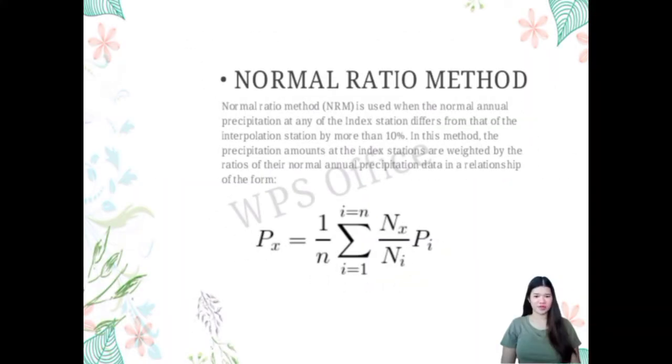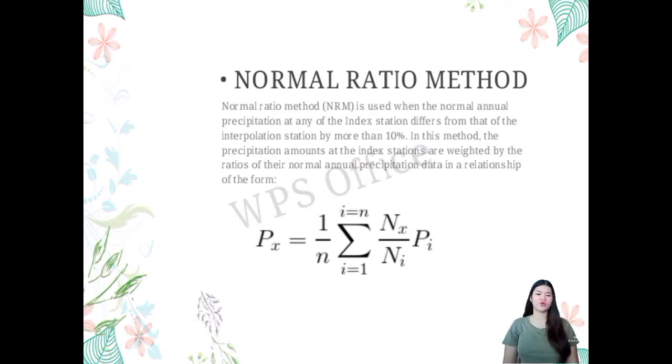Normal ratio method. Normal ratio method is used when the normal annual precipitation at any of the index stations differs from that of the interpolation station by more than 10%. In this method, the precipitation amounts at the index stations are weighted by the ratios of their normal annual precipitation data in a relationship of the form.